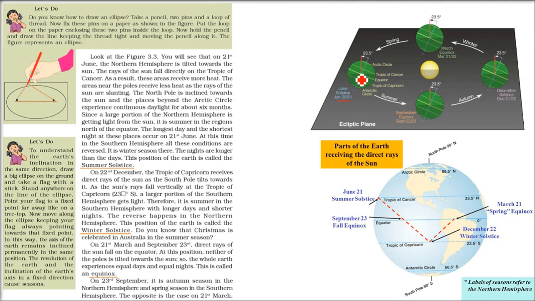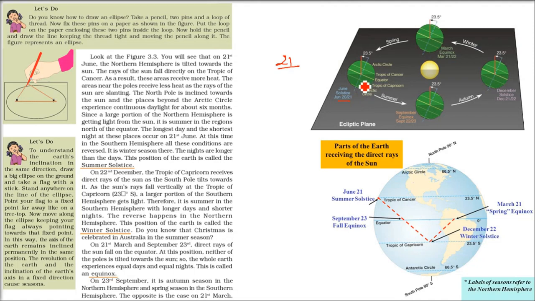Now the North Pole is inclined towards the sun, and the places beyond the Arctic Circle get continuous daylight for about 6 months. And since a large portion of the northern hemisphere is getting a lot of light from the sun, it is summer in the region north of the equator. So the longest day and the shortest night at these places occur on what date? It occurs on 21st June.